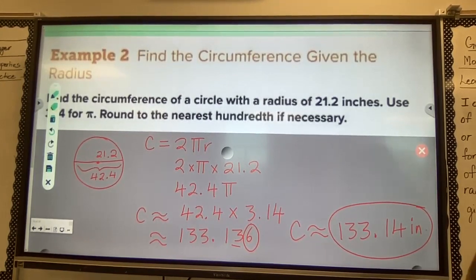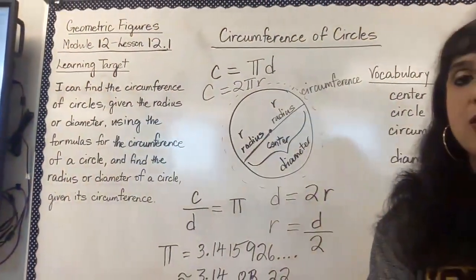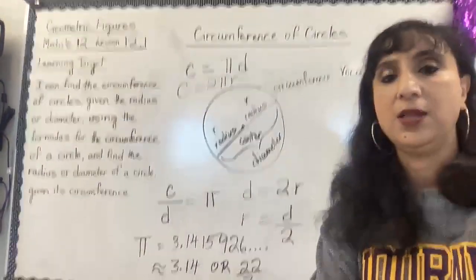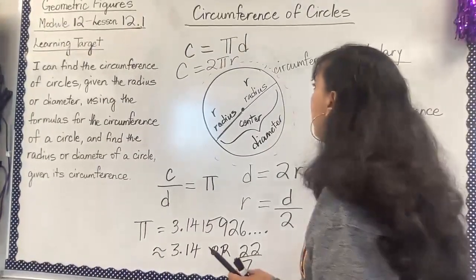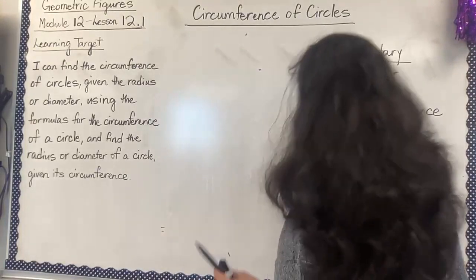You can use the formula for the circumference of a circle to find the diameter or radius given the circumference. So we are going to rewrite the circumference formula in terms of D or R using the properties of equality. Let me show you what that means.